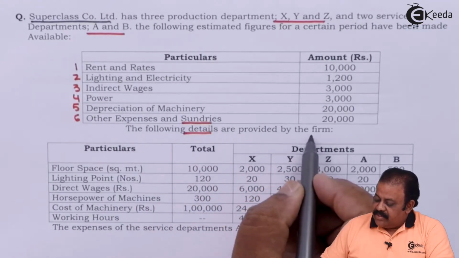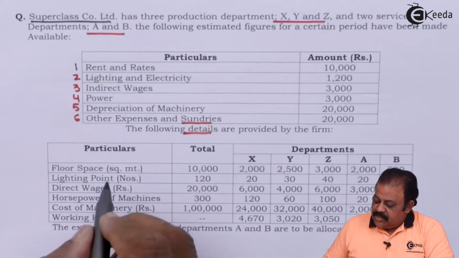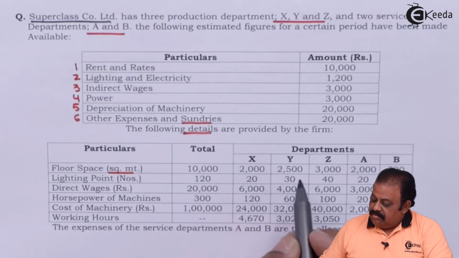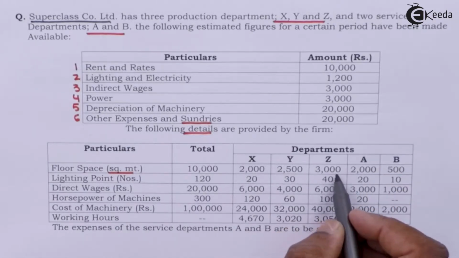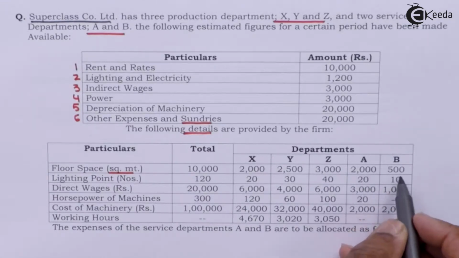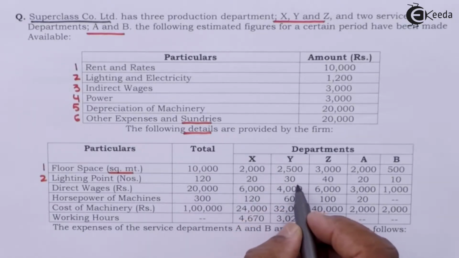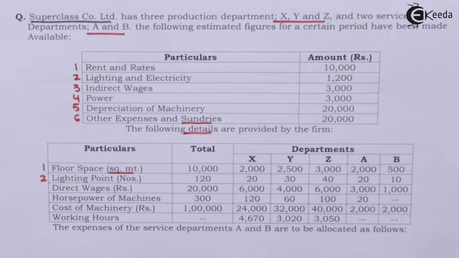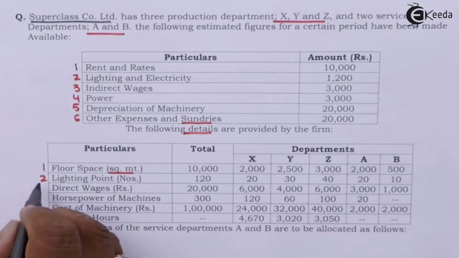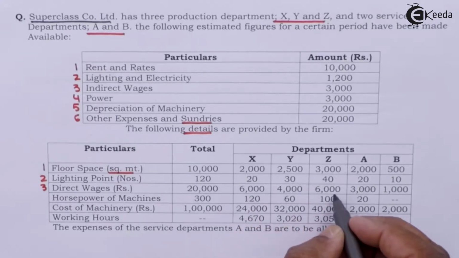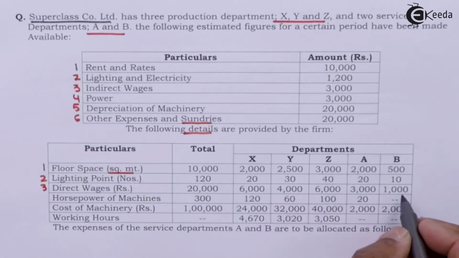The following details are provided by the firm: floor space in square meters, total 10,000, department X 2,000, Y 2,500, Z 3,000, service departments A and B 2,500. Lighting points, total 120, department X 20, department Y 30, department Z 40, service department A 20, service department B 10. Direct wages, total 20,000, department X 6,000, department Y 4,000, department Z 6,000, service department A 3,000, service department B 1,000.